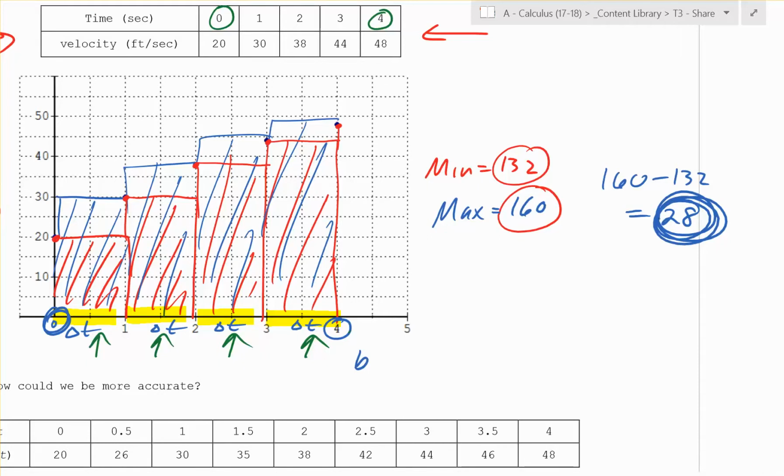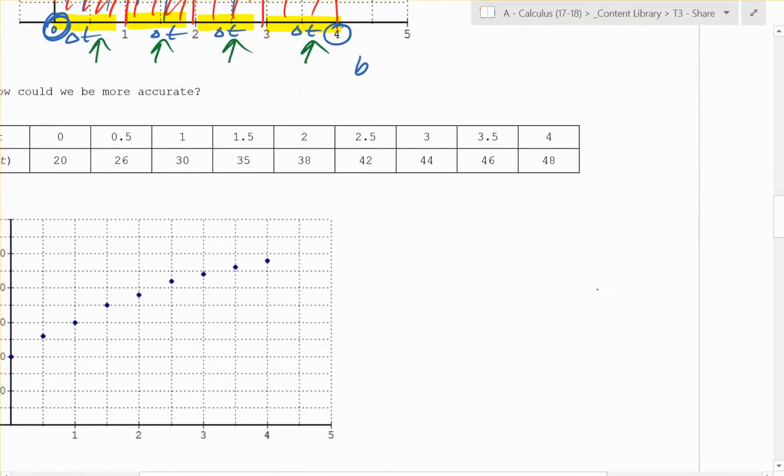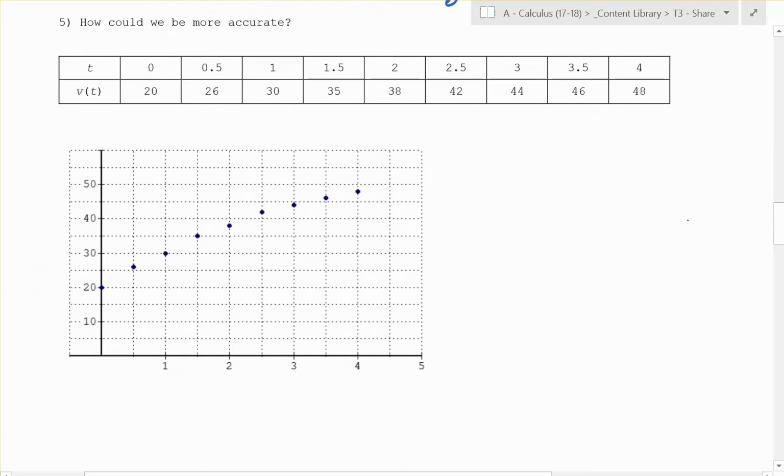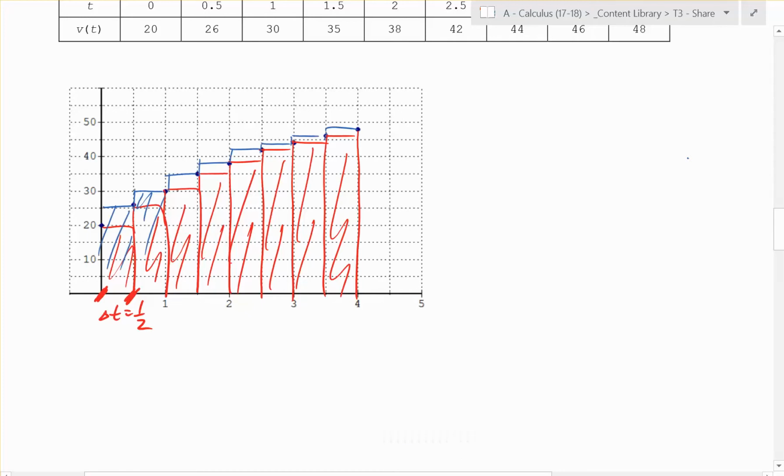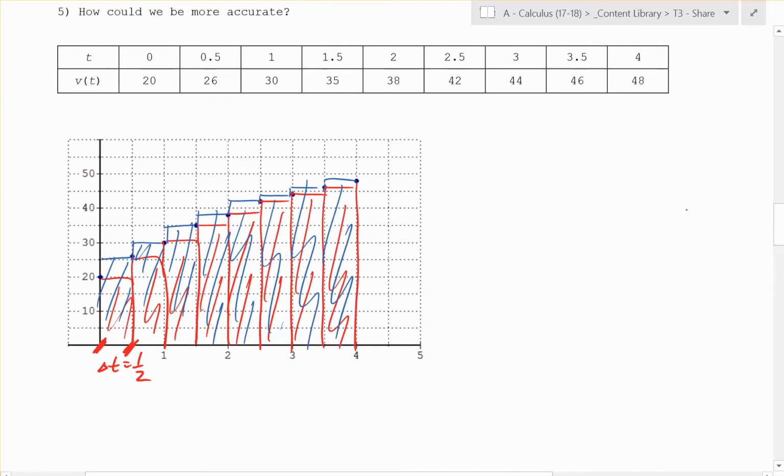Well, what we can do in this case is fill in. If we had more data, we'd have a better idea of a smoother curve. So if you draw this out, we have all these minimums, these red rectangles right here. And what we've done is the delta t, instead of being 1, goes from 0 to 0.5. So the delta t is a half instead of 1. What would the max look like? It would be all the way up to the blue up here. Again, you just have a higher density of rectangles.